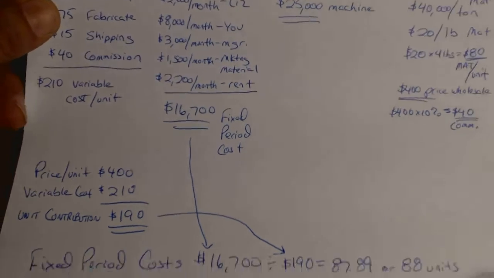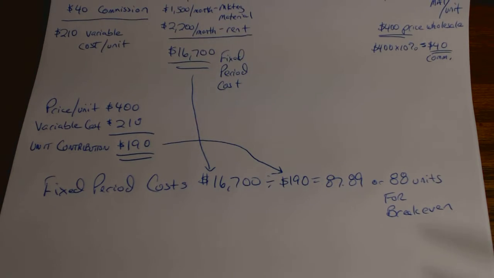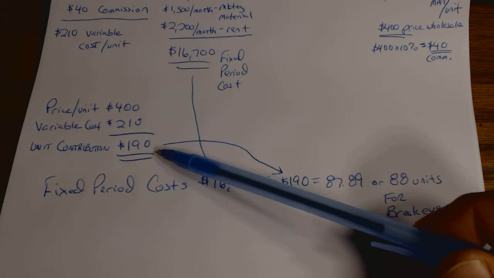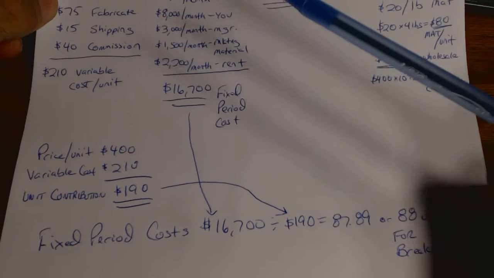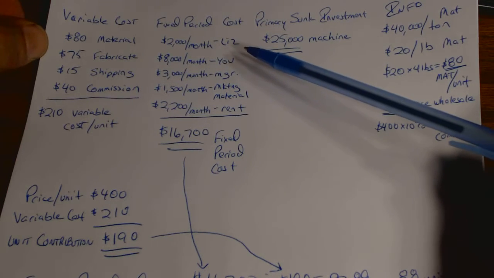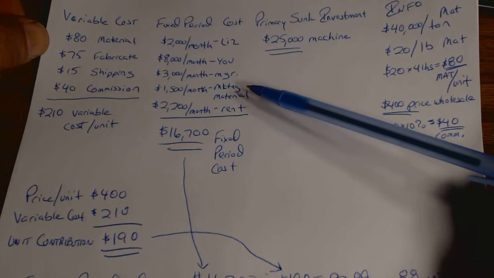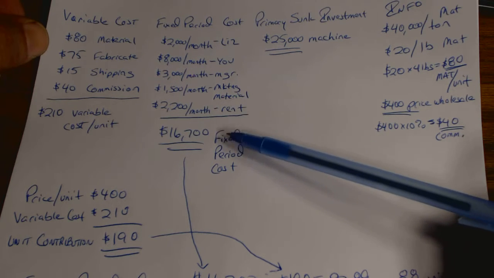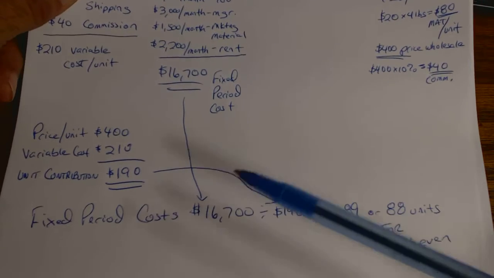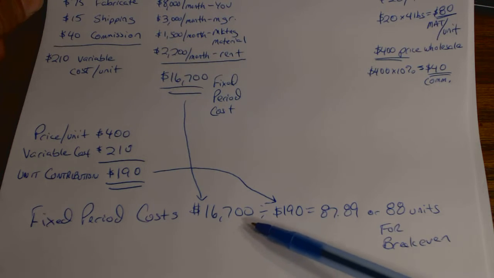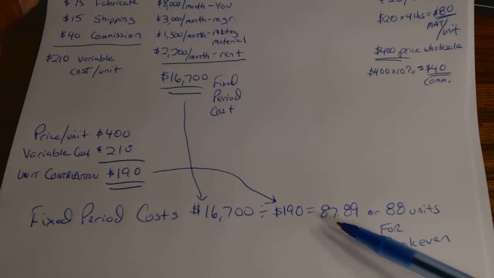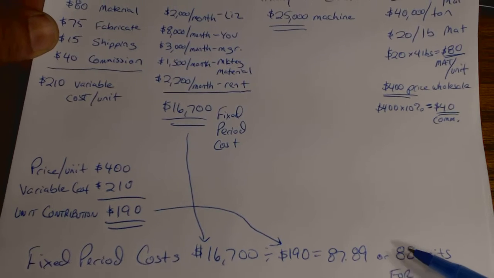So then we go down. It's a pretty simple calculation. We figured out that the contribution margin, which is our gross profit per unit, is $190. Remember, the fixed period costs were Liz's salary, your salary, the manager's salary. Remember, these are all per month in this case. Marketing materials per month, and your rent per month. $16,700. Fixed period cost $16,700 divided by your unit contribution of $190 is 87.89. You can't sell 87.89 units. You got to round up to 88 units for break even. This is break even, not payout or payback. This is break even, and that's all they ask for on this one.